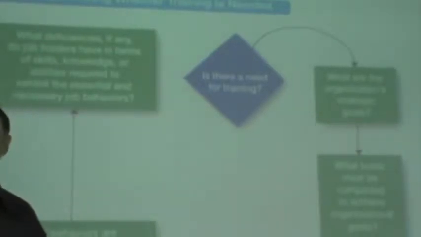And the last piece is, what are the deficiencies? Basically, it means what skills are needed and what do they have? What is it they have? What is it they need? And what's the skills gap or skills deficiency?